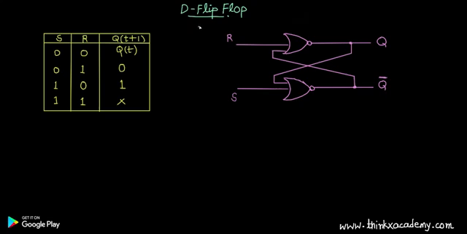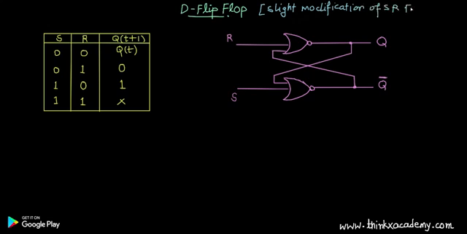Let's continue our study of flip-flops by introducing the D flip-flop, which is also known as the data flip-flop. The D flip-flop is a slight modification of the SR flip-flop. So we are just going to modify our SR flip-flop.